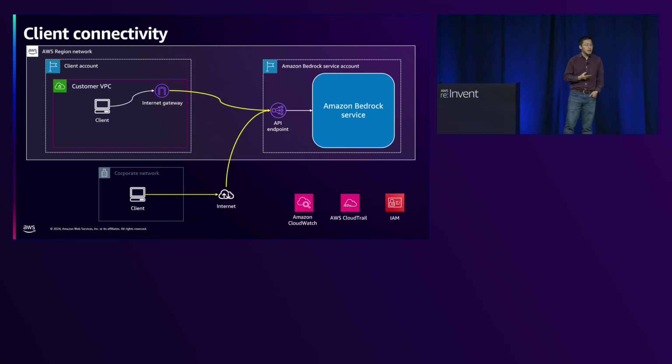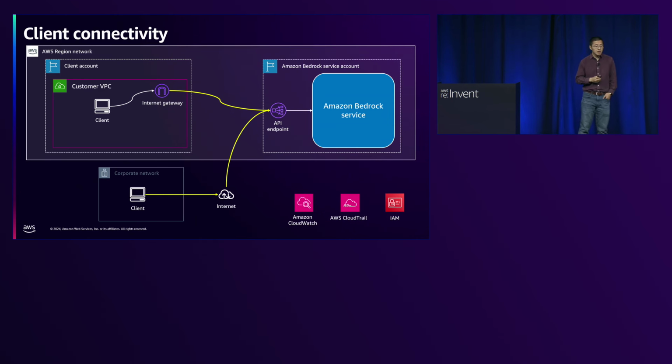So when a customer makes an API call to reach the Bedrock service, there are two ways. One is through the public addressing space. The other is through the private addressing space. I'm going to explain the details and the difference between the two. The one you see on the screen, the yellow line here, represents the public addressing space.